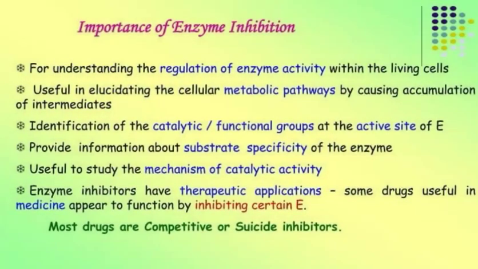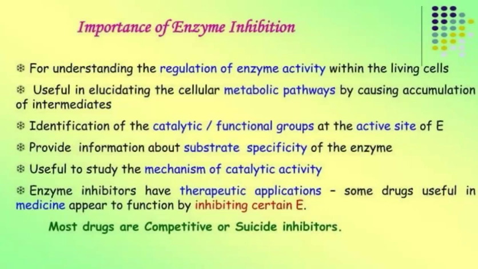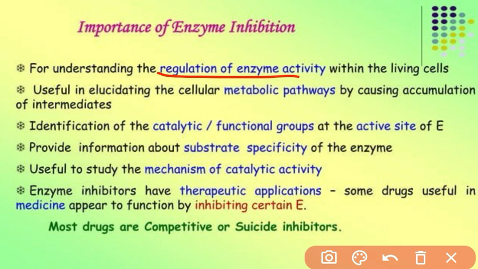So, importance of enzyme inhibition. Enzyme inhibition is useful for understanding the regulation of enzyme activity within living cells. It is also useful for elucidating the cellular metabolic pathway by causing accumulation of intermediates. It is also useful for identification of catalytic and functional groups of the active site of the enzyme. It gives information about the substrate specificity of the enzyme. Also useful for studying the mechanism of catalytic activity.